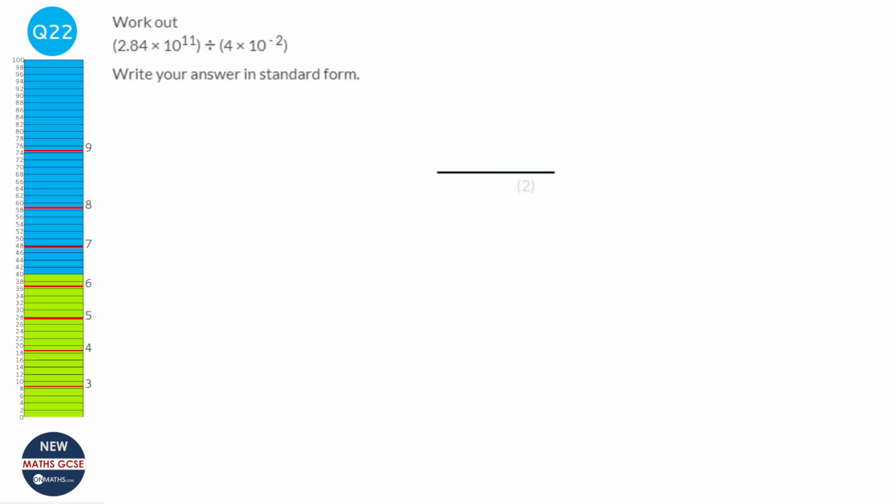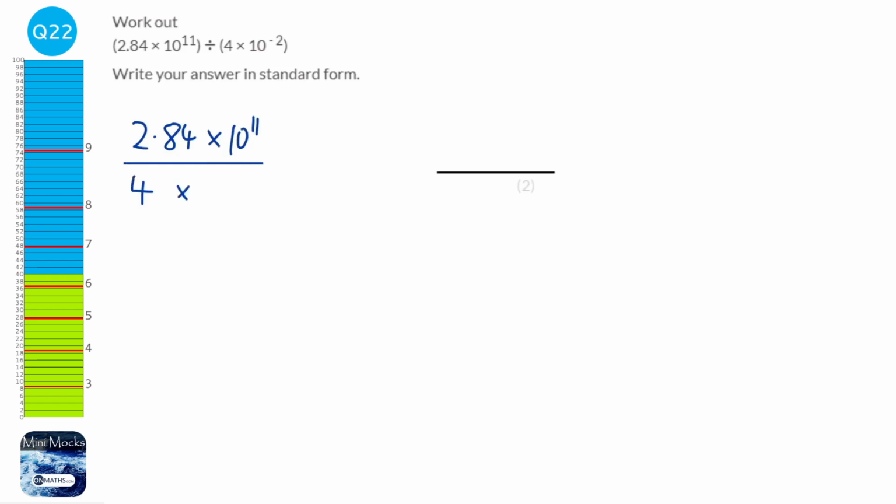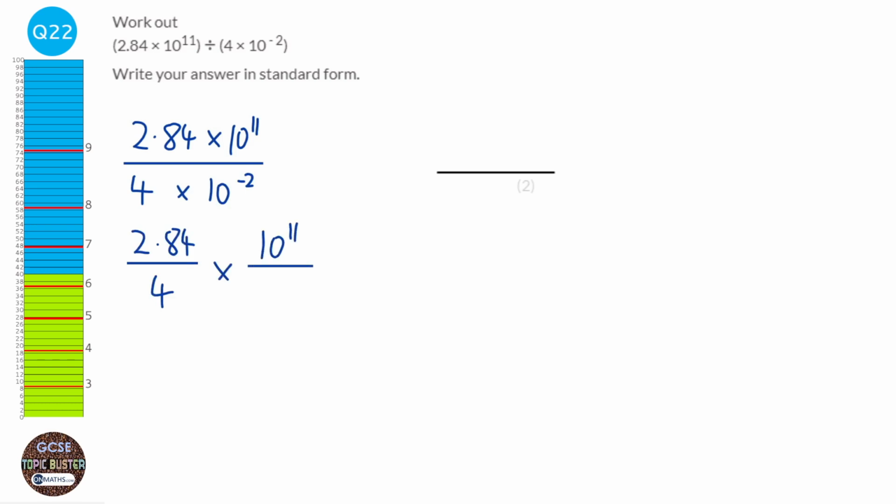So we can write this as a fraction. So it would be 2.84 times 10 to the power of 11 over 4 times 10 to the power of minus 2. What we can do is split this up into two fractions. So 2.84 over 4 times 10 to the power 11 over 10 to the power of 2, or minus 2.